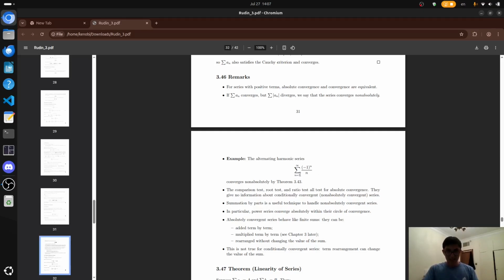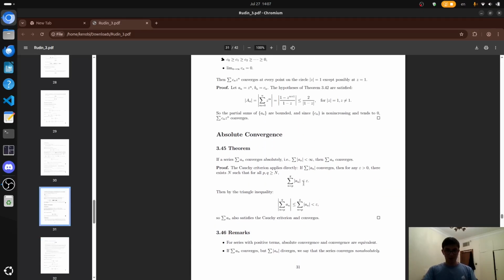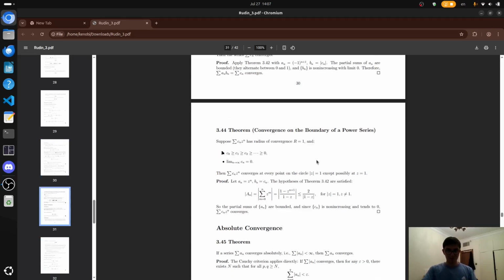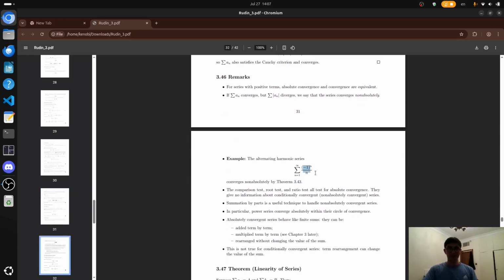And we have some series that converge non-absolutely. For example, the sum of (-1)^n over n converges by Theorem 3.43, which is the alternating series theorem. But if we take its absolute value, it's going to give us the series 1 over n, which won't converge. So that's what we call converging non-absolutely.